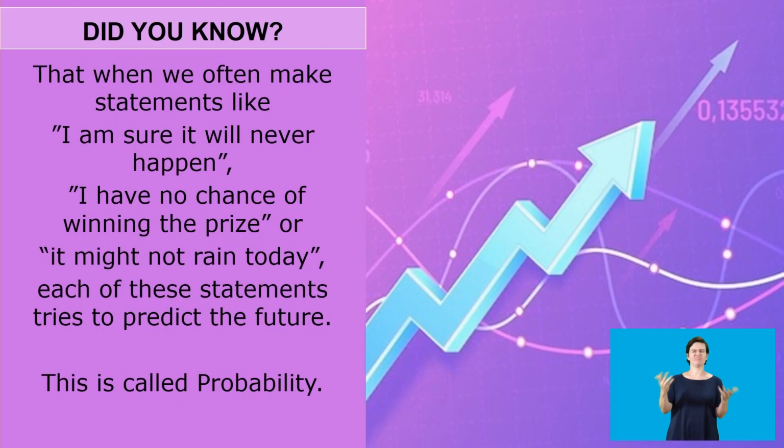Did you know that when we often make statements like, I am sure it will never happen, I have no chance of winning the prize, or it might not rain today, each of these statements tries to predict the future. This is called probability.